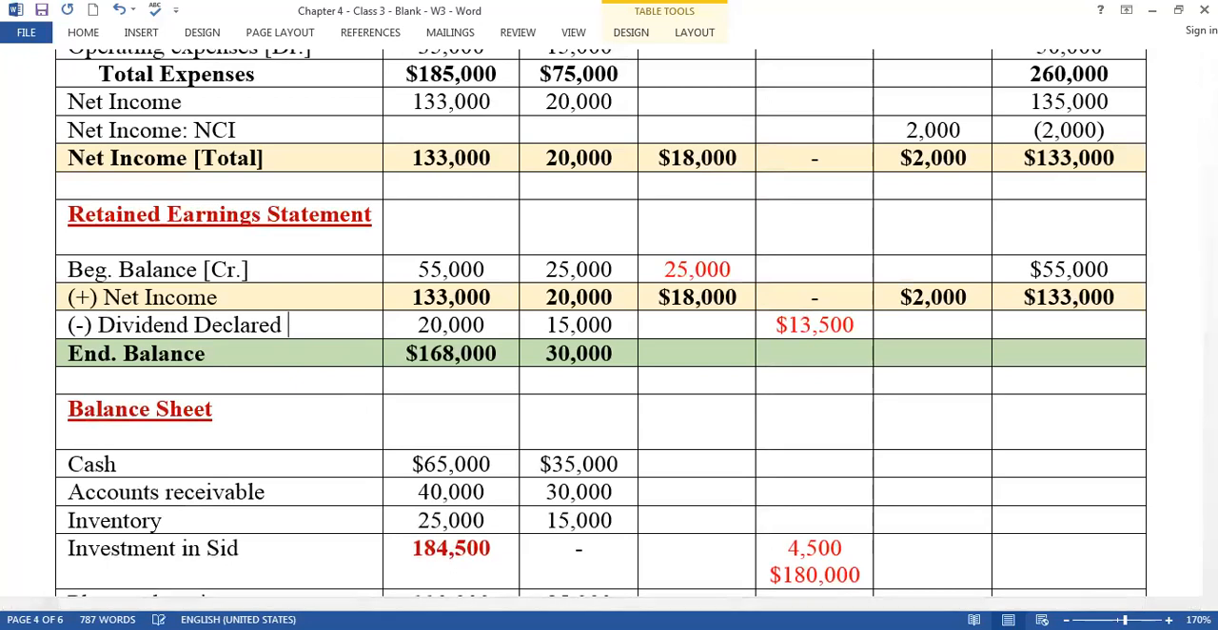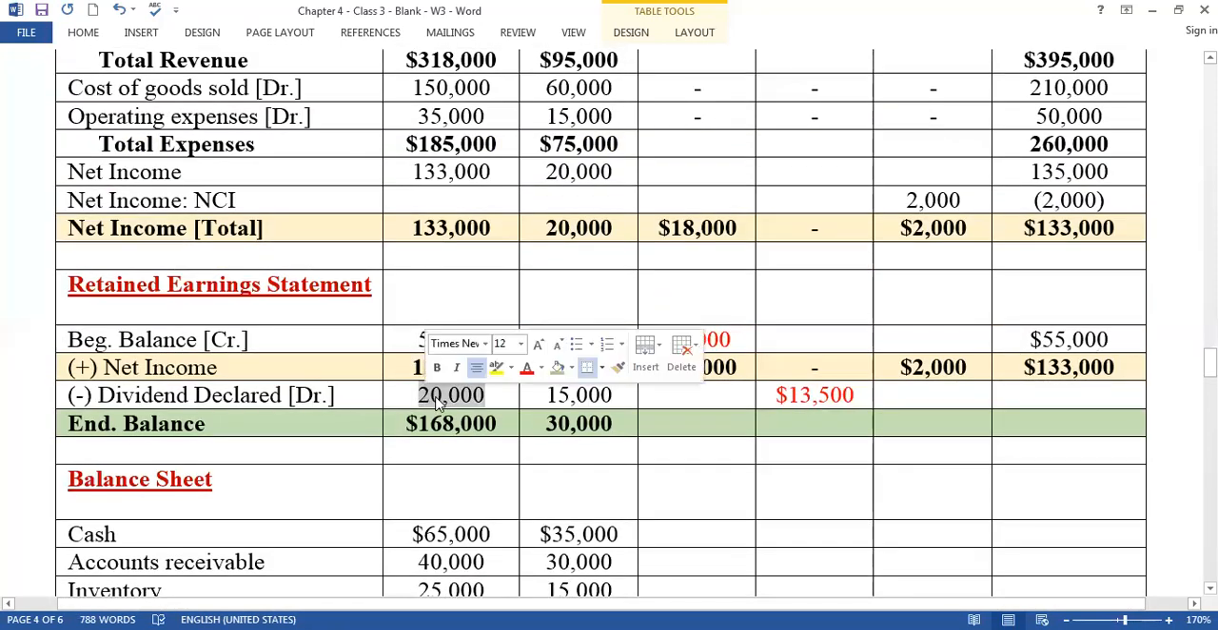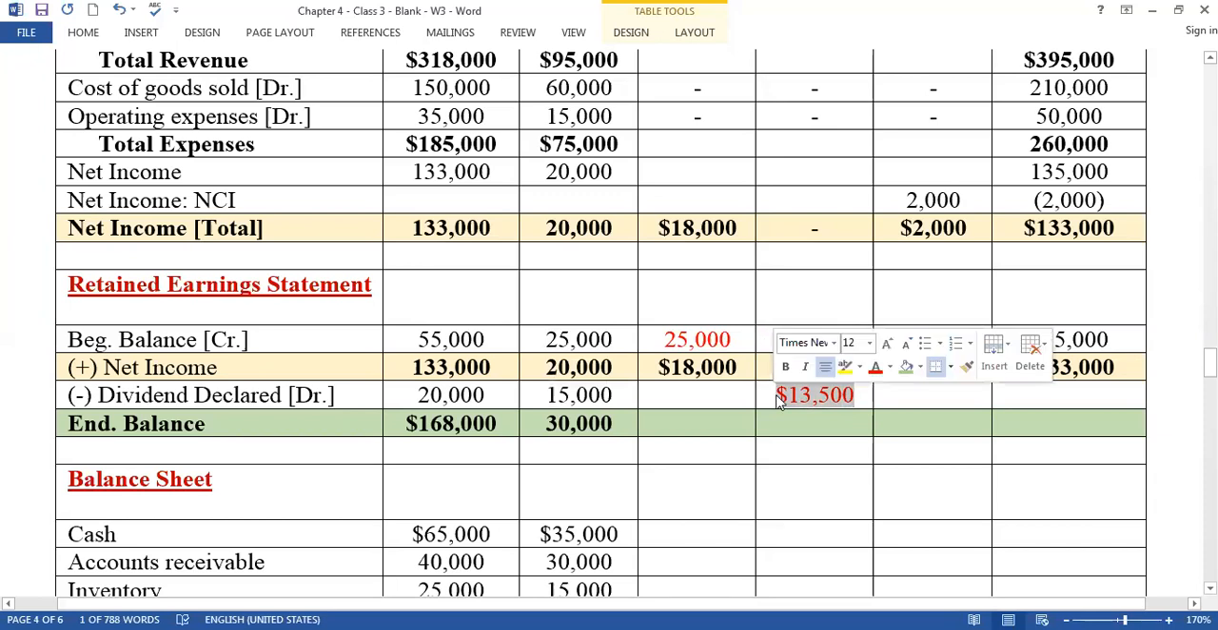Dividend, normal balance debit. So $20,000 debit for the parent, $15,000 debit for the subsidiary, but we have 13,500 credit, right? So look at here. Dividend of $15,000 from the subsidiary, right? We receive 13,500, and we eliminate it.